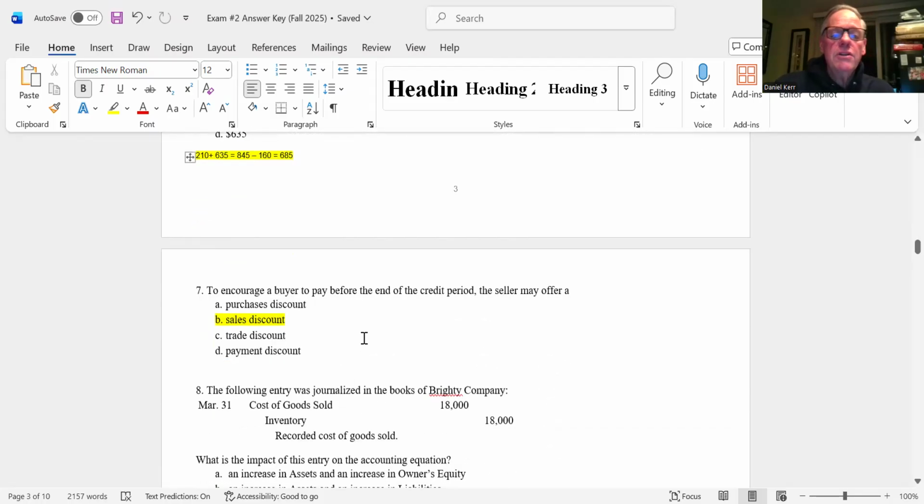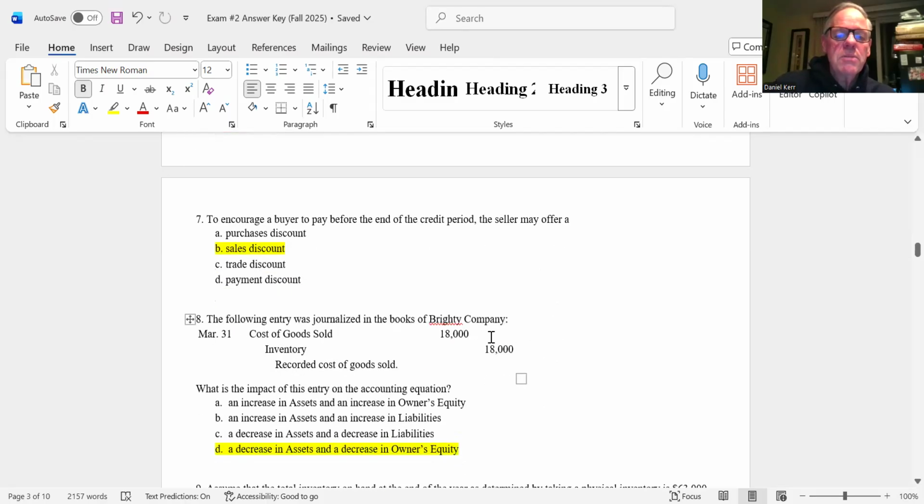Number 7, to encourage a buyer to pay before the end of the period, the seller may offer what's called a sales discount. That's the inducement you give to the person who buys the merchandise that you sell on account to pay you early. That's called a sales discount. So if we say 2/10, net 30, that means if you pay within 10 days, you're entitled to take a 2% discount.